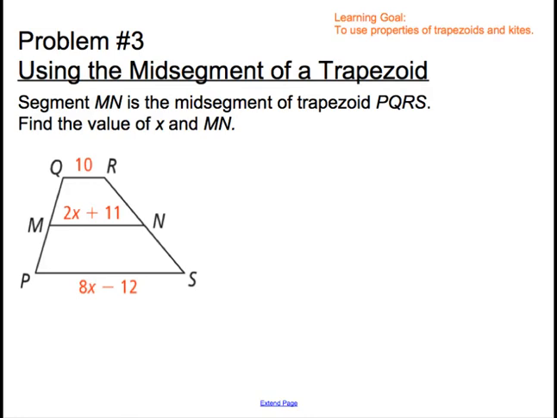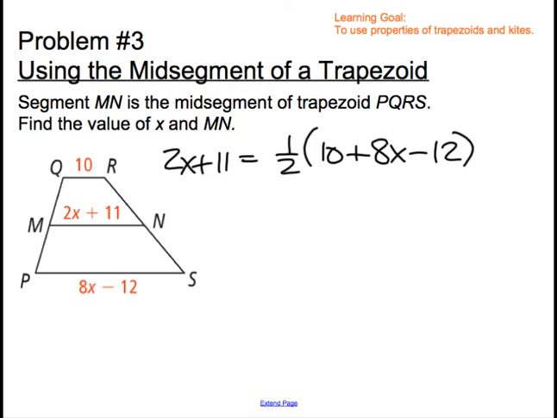Now, based on the previous theorem, we know that the length of the midsegment has to be half the length of the sum of the two bases. So let's go ahead and establish that relationship algebraically. We know that the length of the midsegment, or 2x plus 11, has to equal half the length of the sum of the two bases, so half of 10 plus 8x minus 12.